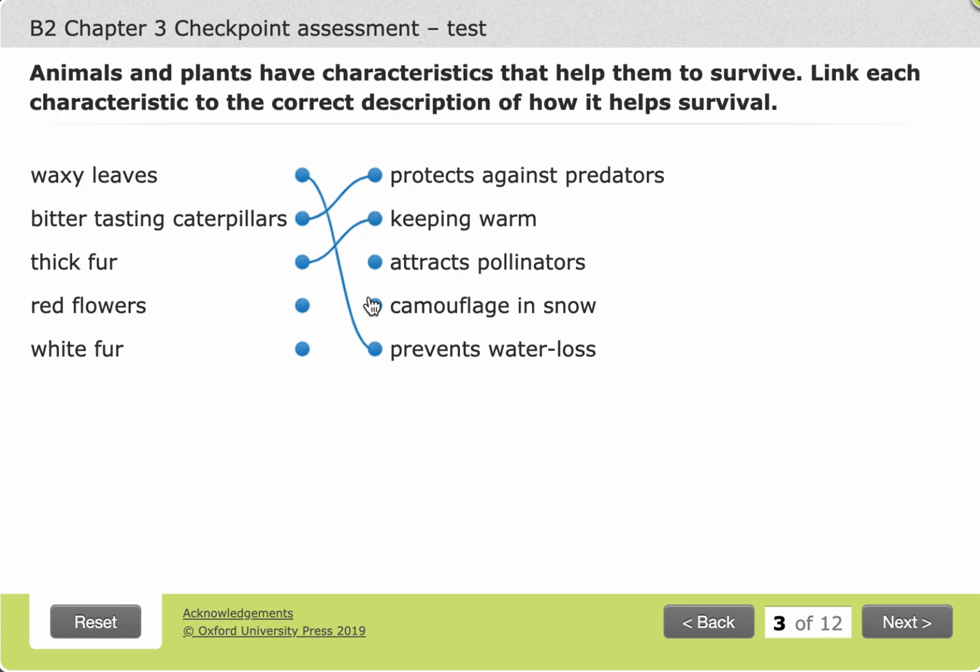Thick fur allows us to keep warm, in the same way that we're right now wearing thicker jackets. It's winter time. The red flower is to attract birds or bugs which will pollinate and therefore assist in the process of germination. And then finally we've got white fur, and we saw this with our polar bear. It allows the polar bear to be camouflaged in snow.